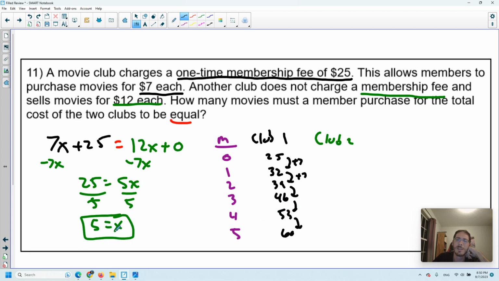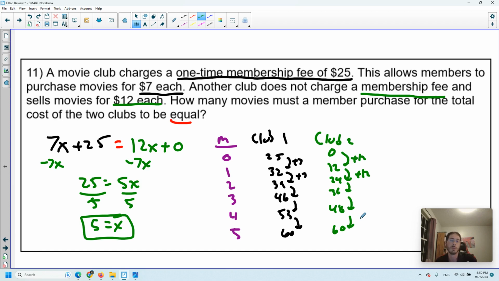Now, since I kind of know that's going to be the answer, I'm just going to stop there and do the other club. For the other club, if I don't want to rent any movies, I don't pay anything because I didn't even bother with them. But if I want to rent one movie, it's $12. So it's still cheaper to do Club 2. Then I pay another 12, so we're at 24. Then we're at 36. With the fourth movie, I'm at 48. And then right here, I'm equal at 60. So again, there we go. Kind of cool. You don't have to use the equation.